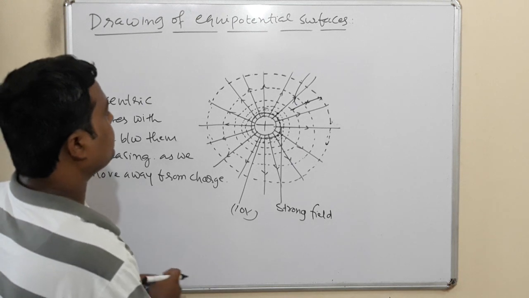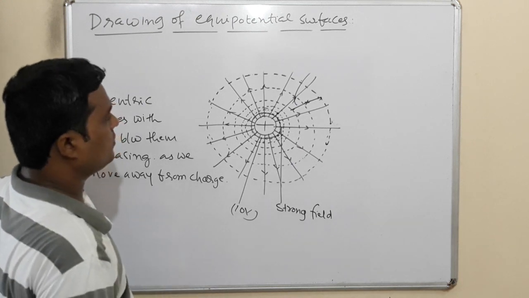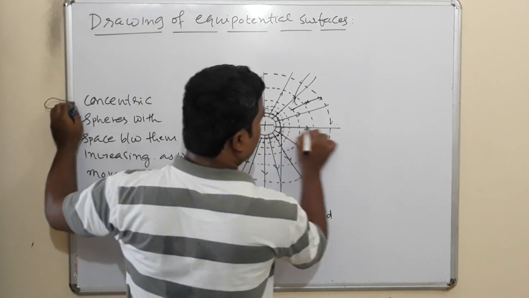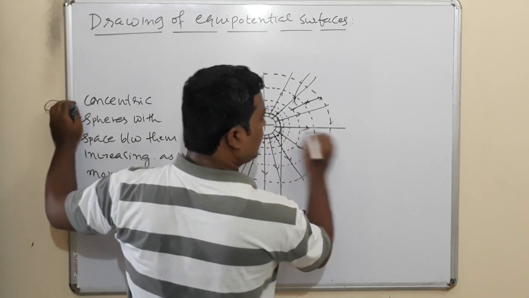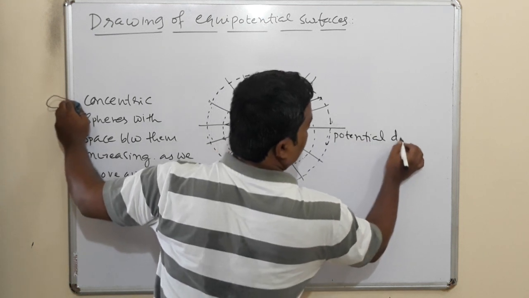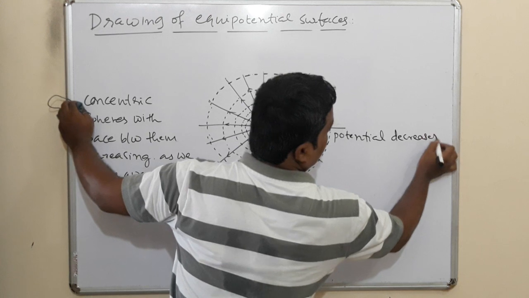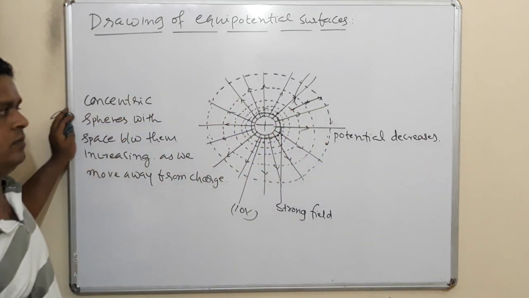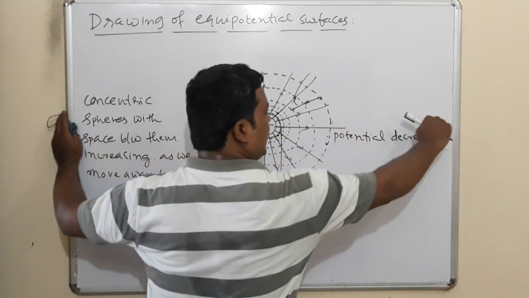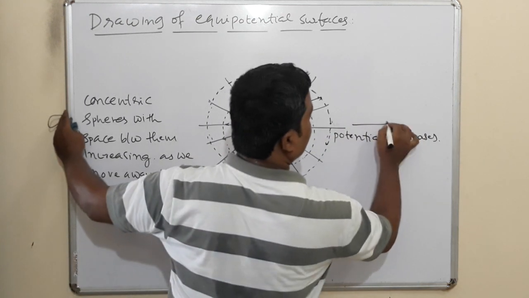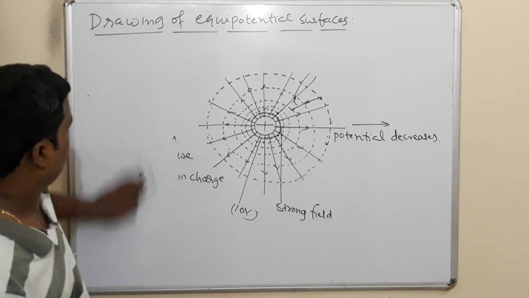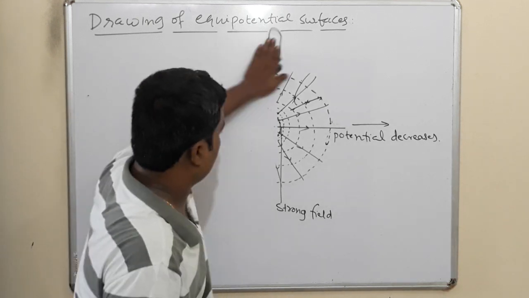This is the direction of the field. In this direction, the potential decreases. If you go against the field, the potential increases. If you go in the direction of the field, the potential decreases. Okay, this is about a point charge.